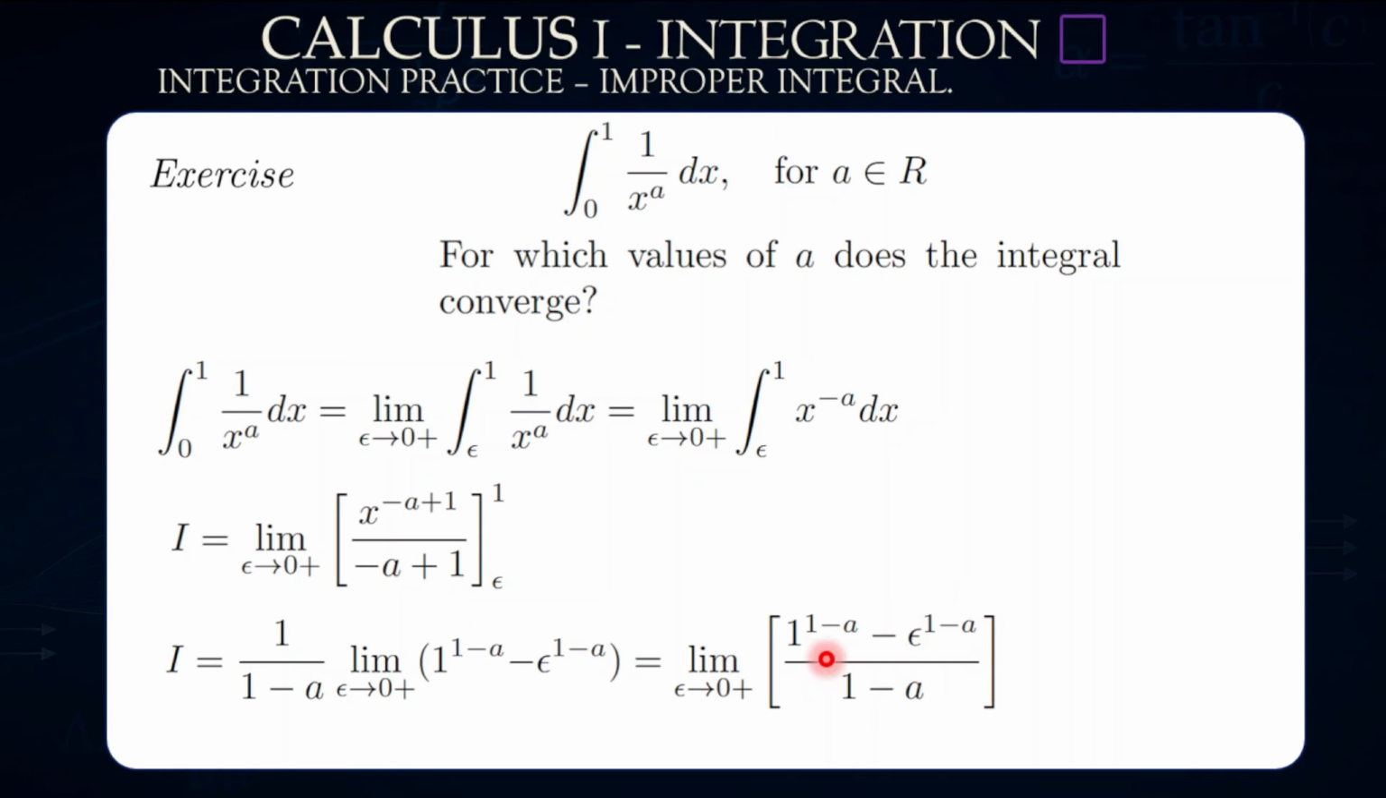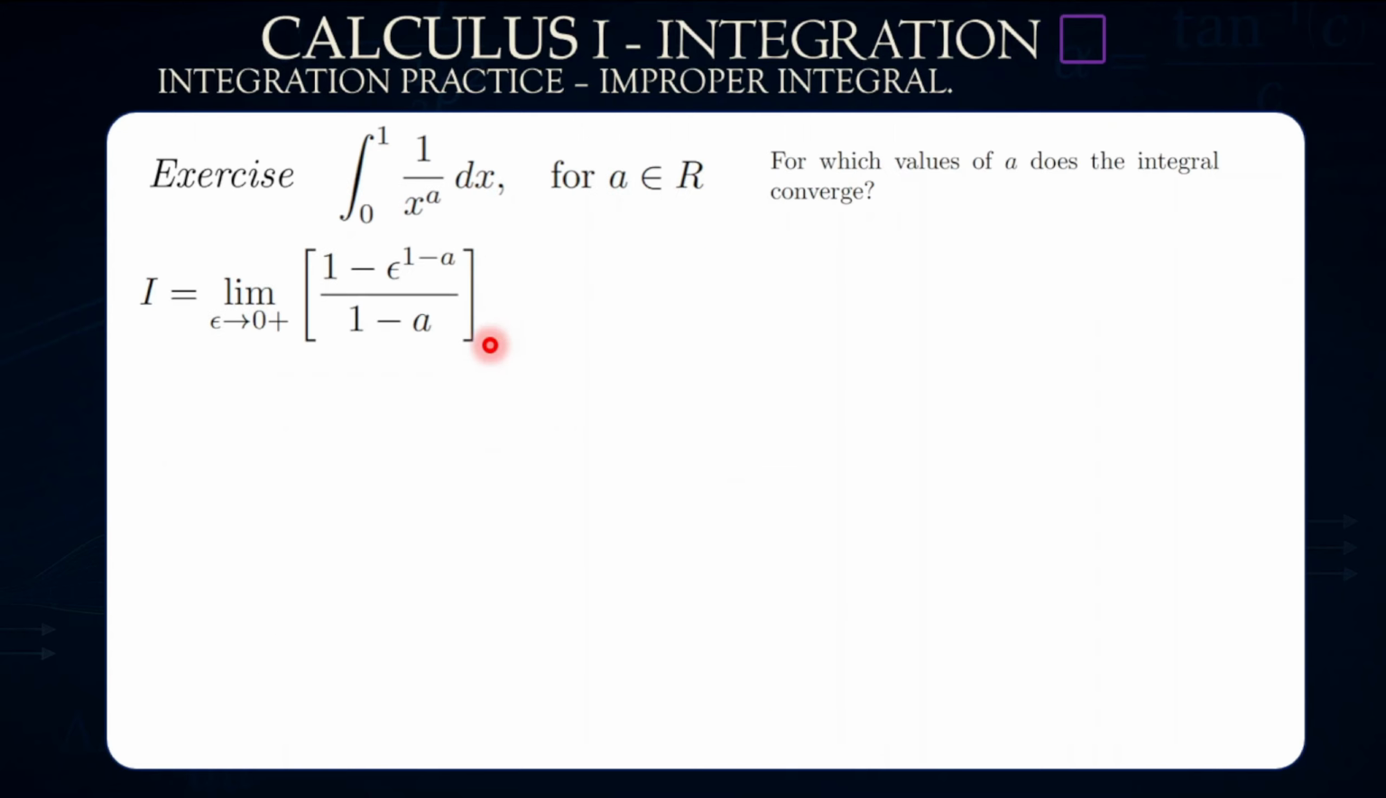So here, when you have 1 to the power of anything, this gives you simply 1. So I equals the limit as epsilon goes to 0 plus of 1 minus epsilon to the power 1 minus a, divided by 1 minus a. As a reminder, anything placed in the power of number 1 would give you back 1. So it doesn't matter what we have in the power of the value of 1. 1 to the power of n, whatever n is within the realm of real values, gives you back 1. Now let's go through the scenarios.